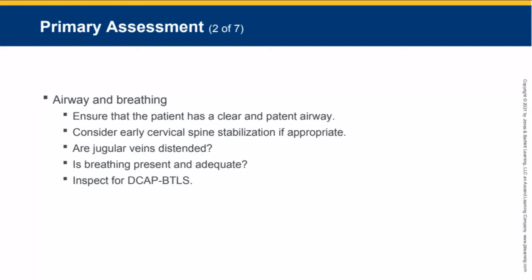So start with your ABCs: LOC, airway, breathing, circulation. Airway and breathing. Ensure that the patient has a clear and patent airway. Consider early cervical spine stabilization if appropriate. Are jugular veins distended? Look out for that, because if the patient has distended neck veins, it could indicate that there is back pressure being created in the thoracic cavity. So there is something causing back pressure in the vessels.